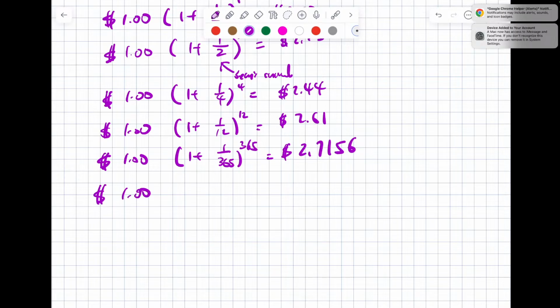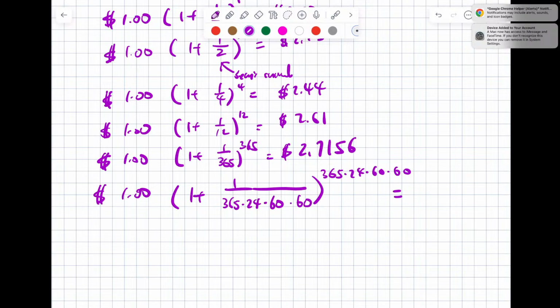Okay, so now finally, how about every second? Well, every second is 1 plus, so there's 365 days. Each day has 24 hours, right? Each hour has 60 minutes, and each minute has 60 seconds. So this is 365 times 24 times 60 times 60. So every second, you get to calculate interest. Hopefully you can bankrupt me. So I'm depending on Caleb's calculations.